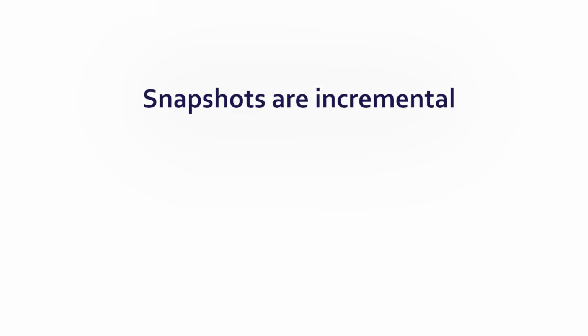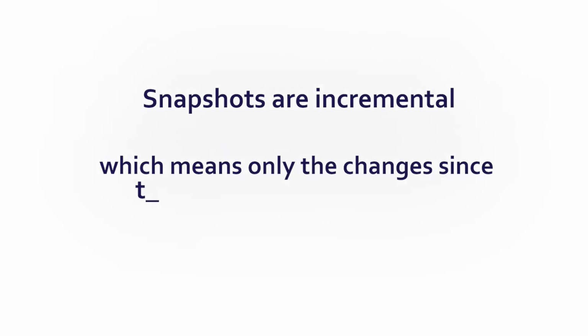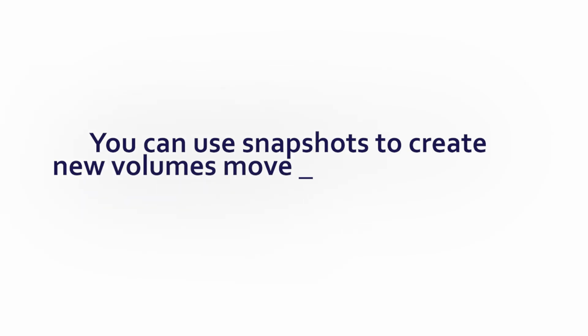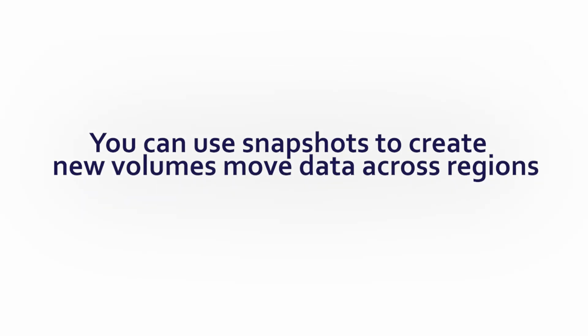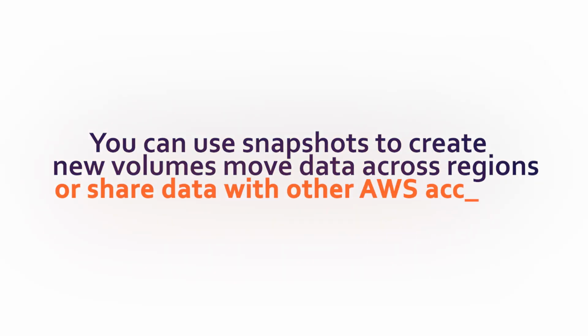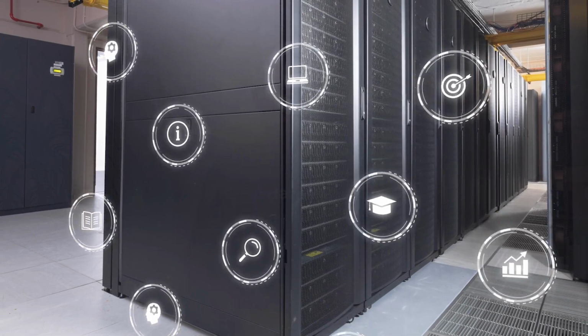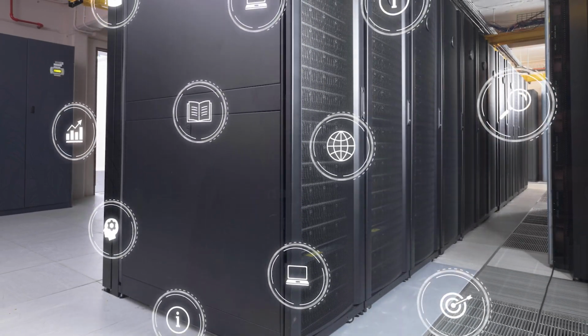Second, they're efficient. Snapshots are incremental, which means only the changes since the last snapshot are saved. This helps reduce storage costs. Third, they're flexible. You can use snapshots to create new volumes, move data across regions, or share data with other AWS accounts. For example, if you're expanding into a new region, you can take a snapshot of an EBS volume and restore it in the new region to spin up your data quickly.